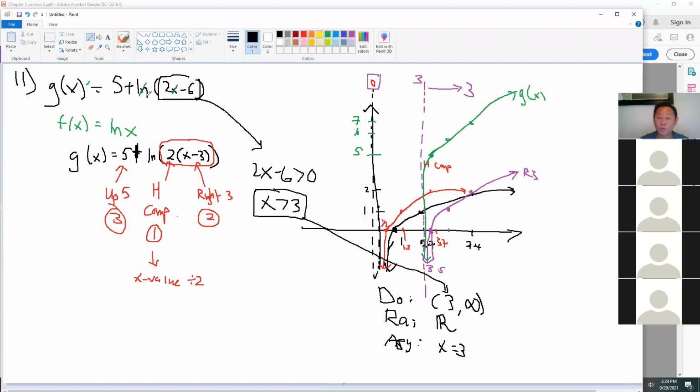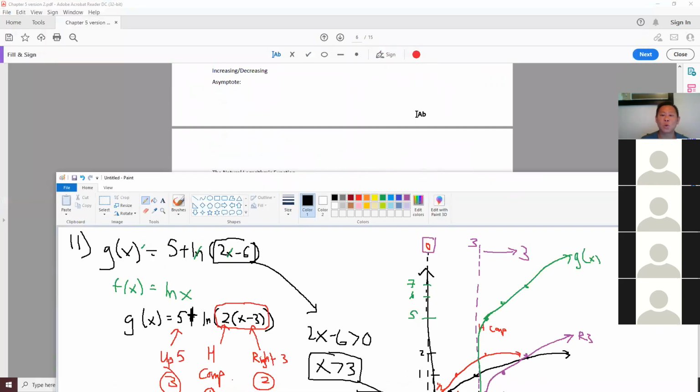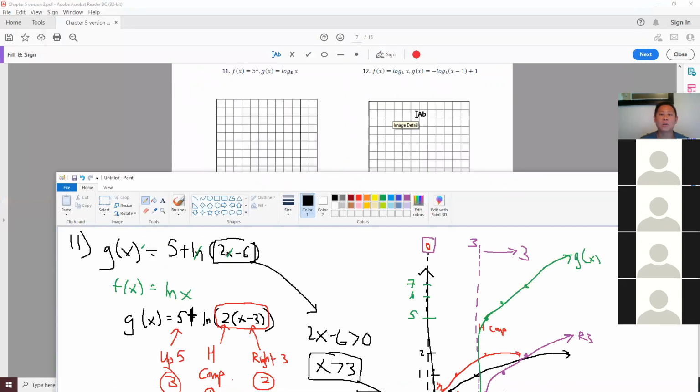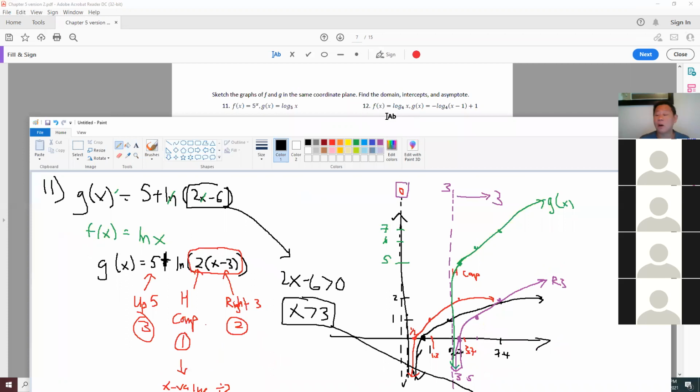As I mentioned, this is worth like 10 points, 8 points in your test. You will have two: one is for exponents and one is for log. So make sure you practice this. So we're going to end today's class here. Make sure you try to do number 12, which I did not do. Negative log 4, this one. Yep, number 12 here. I will go through this on Monday class with you guys.